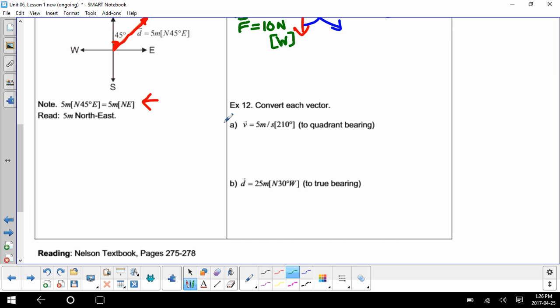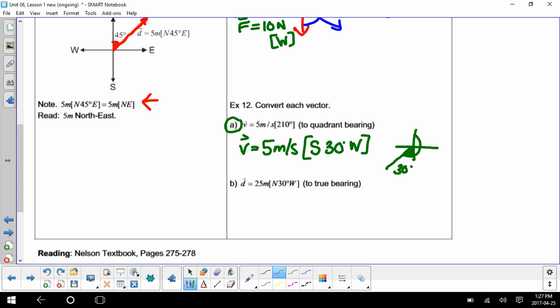So if we have this example down here, vector v is 5 meters per second, 210 degrees. That's a bearing, and we know that because it doesn't say north or south in the answer. So 210, if we think of where that's going to be, we're going to start at north. This would be 180, so it's going to be 30 degrees past 180. So this little section is 30 degrees, which means that our answer is going to be 5 meters per second south, 30 degrees west.